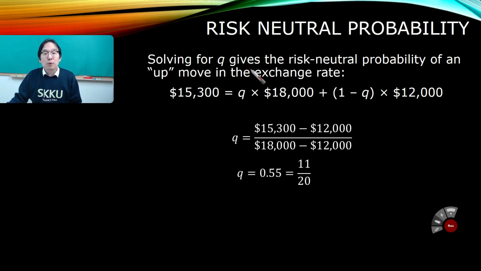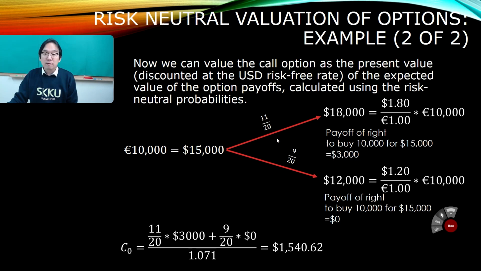Now, solving for Q gives the risk neutral probability of an up move in the exchange rate. So if you do the arithmetic and solve for Q, it should be 0.55 or 11 over 20. Now what do we do with this? Well, now we can value the call option at the present value, discounted at the US dollar risk-free rate, because we are taking the US investor's perspective, domestic currency US and foreign currency euro, and then we are valuing that call option as the expected value of the option payoffs.